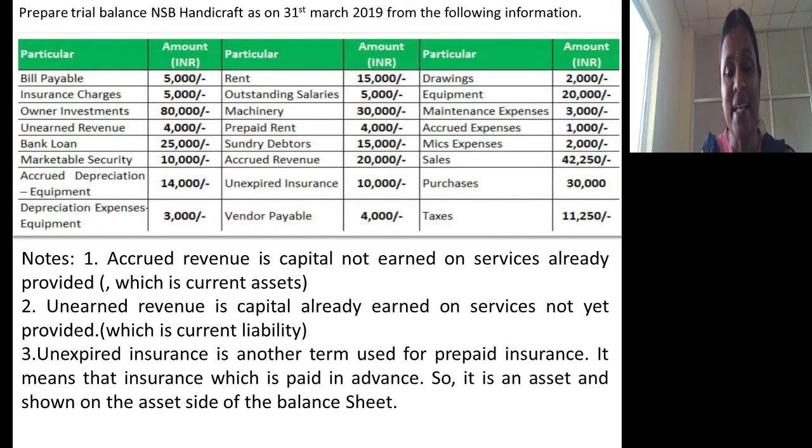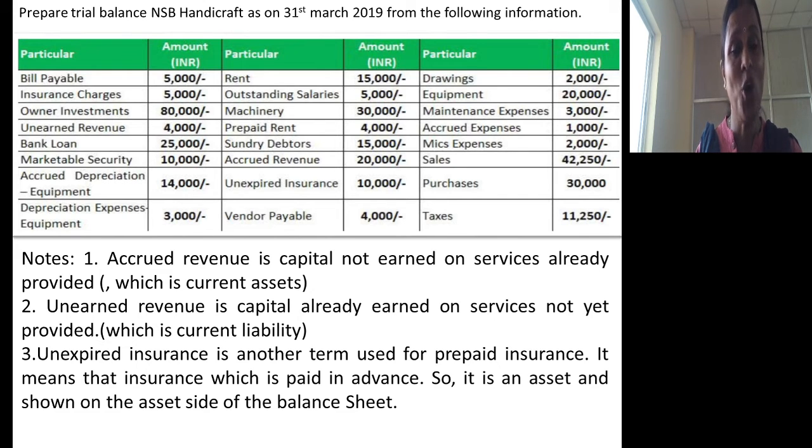Unexpired insurance is another term used for prepaid insurance. It means insurance which is paid in advance. So it is an asset and shown on the asset side of the balance sheet. Try to understand. I explained what accrued revenue is, what unearned revenue is, and what unexpired insurance means. So listen carefully.